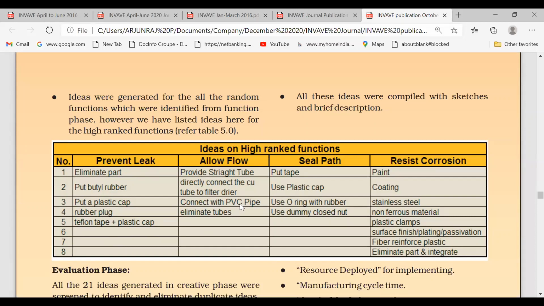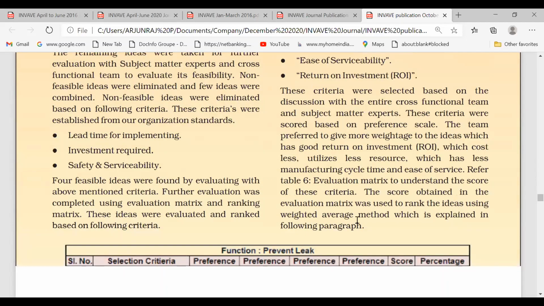You are going to connect that with a PVC pipe. You are going to eliminate the tube. In order to seal the path, you are going to put tape. You are going to use a plastic cap. You are going to use an o-ring with rubber instead of gasket. In order to resist corrosion, you're going to have coating, paint, stainless steel material, non-ferrous material. So these are just the ideas you're going to have.